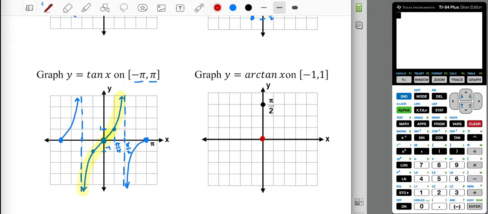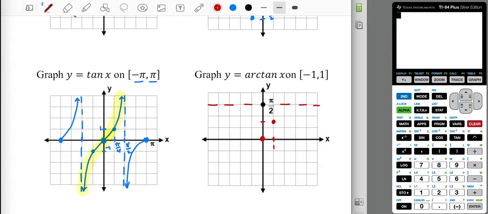Pi over 4 comma 1 is going to become 1 comma pi over 4. So here's 1. Pi over 2 is established to be 3 boxes, so pi over 4 will be 1.5 boxes. So I'm just going to put it right here. All right. We know that there is a vertical asymptote at pi over 2 in my ordinary function graph, so there's going to be a horizontal asymptote at pi over 2 for my inverse function graph.